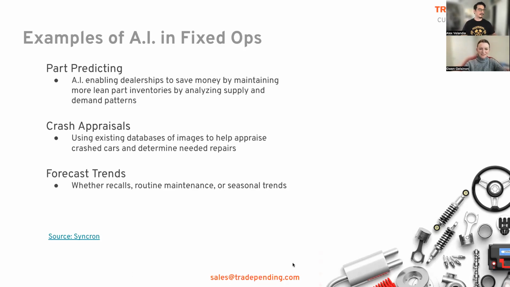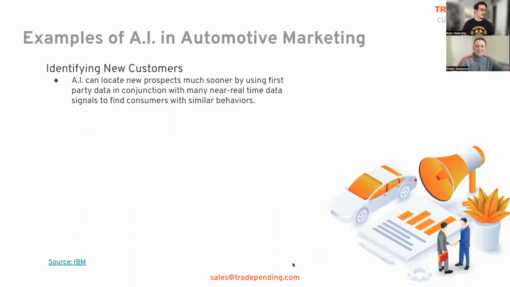Forecasting trends. This is maintenance and seasonal trends. If there's a recall, it'll help you look at parts and get ahead of the wave of people coming in expecting those parts.